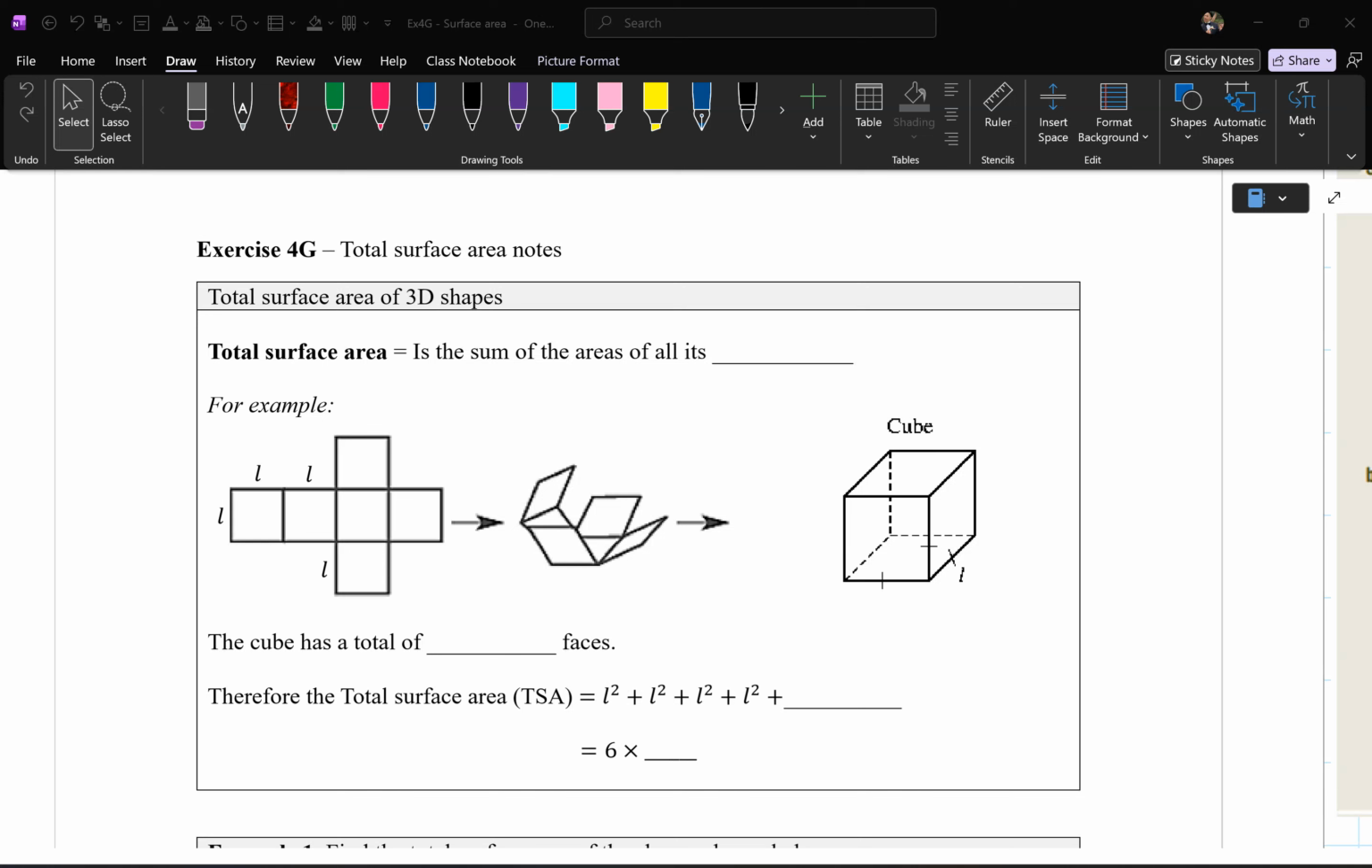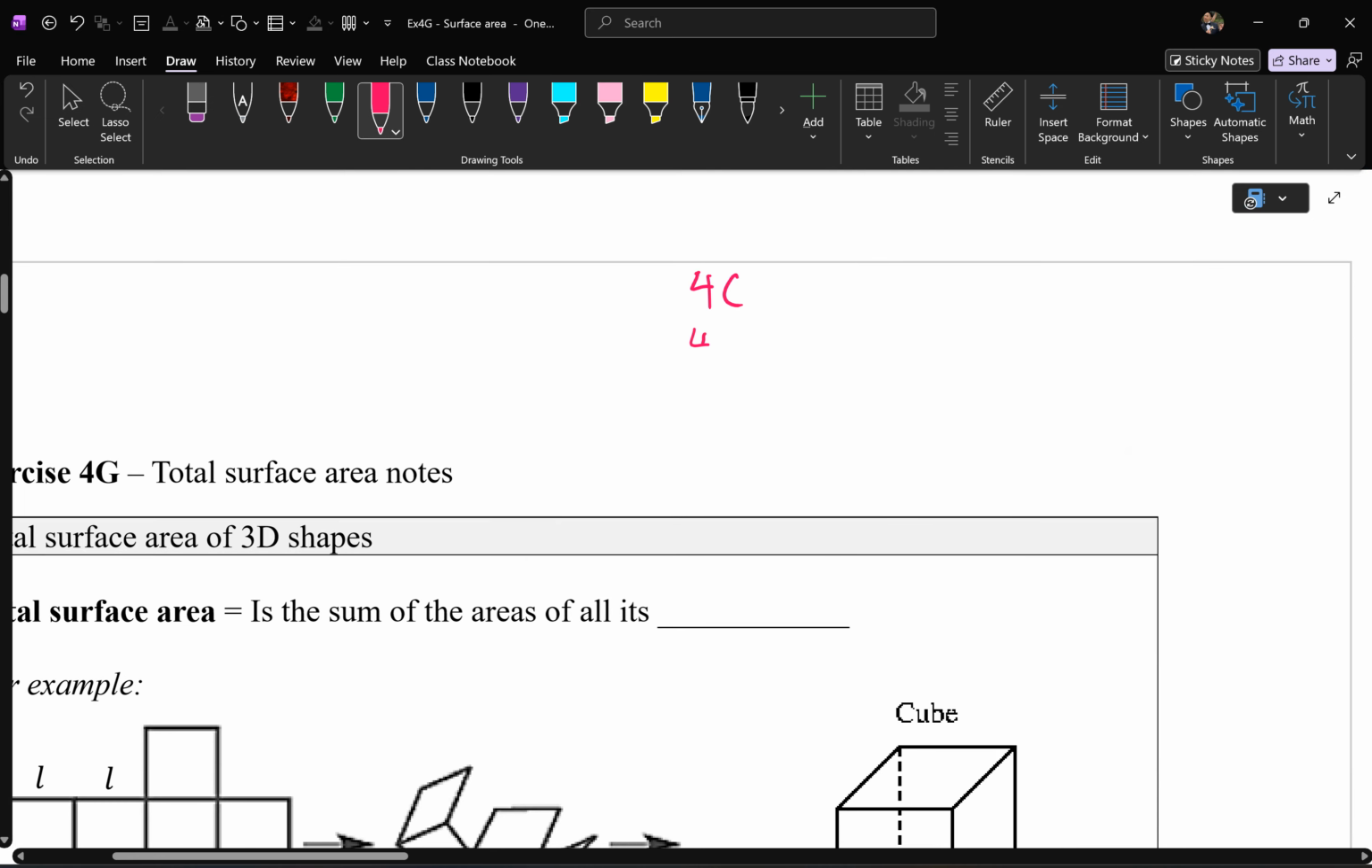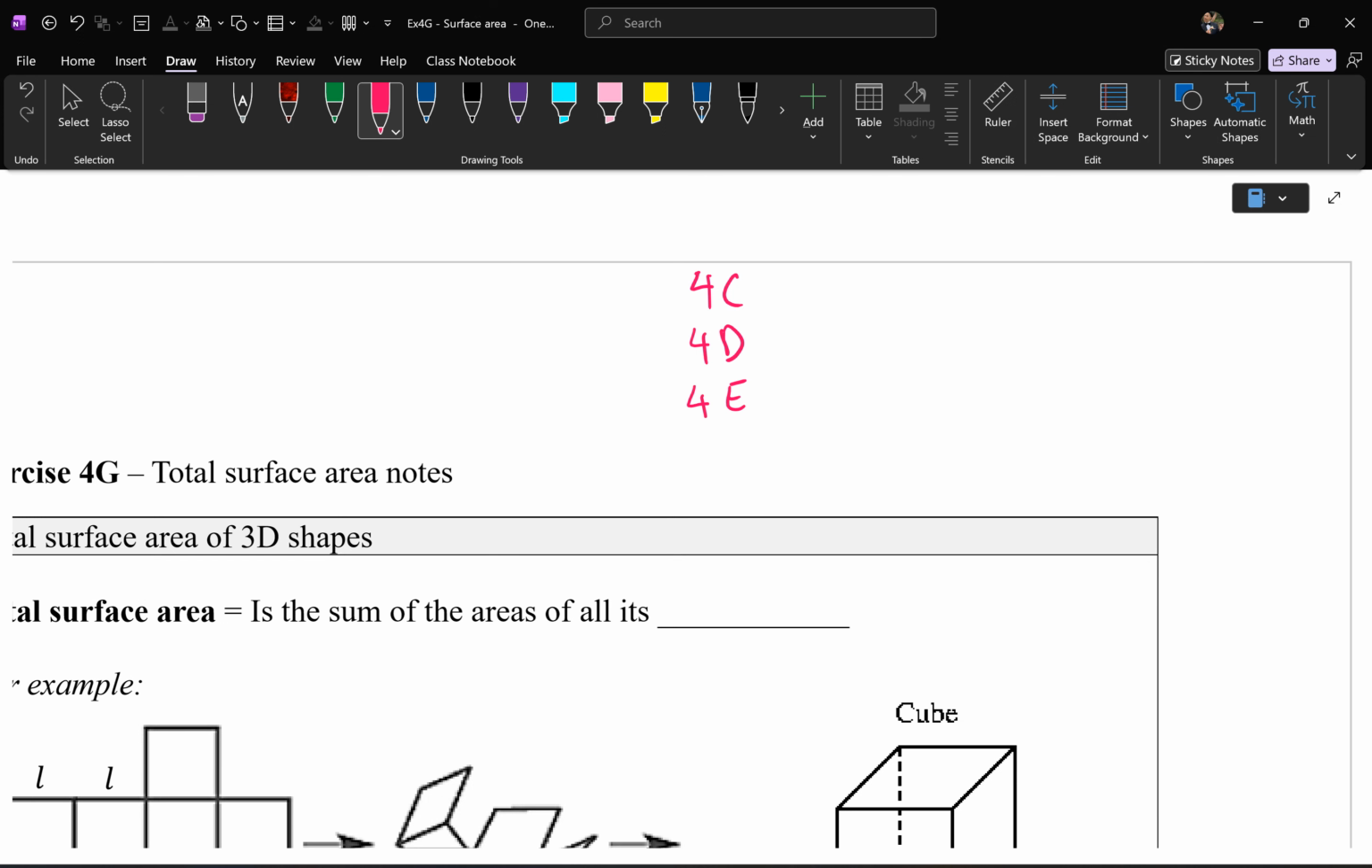All right, let's go. So today's lesson is going to be pretty straightforward and quick. We are just simply doing what they call surface areas. In order to do it, it does mean you have to revise or at least know 4C, 4D, and 4E formulas. What do I mean by that?